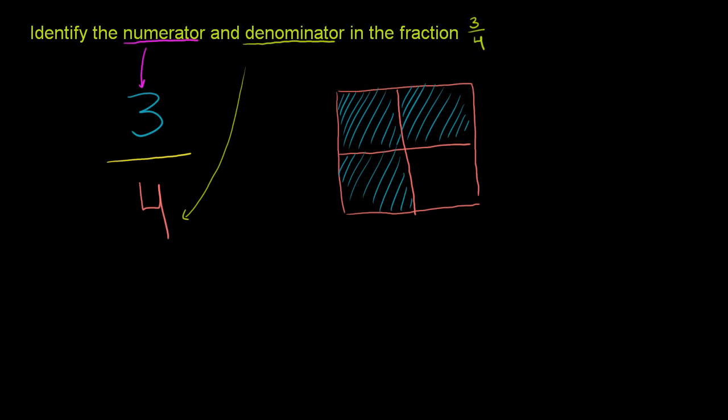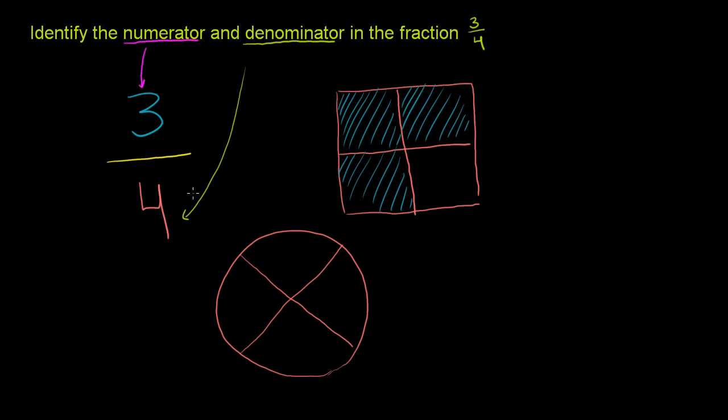If we imagine a round pie, it would look like this. Let me draw a round pie. So that is my round pie. Let me cut it into 4 equal pieces, or roughly equal pieces. And if someone says, I ate 3/4 of this pie, where the 3 is the numerator, and the 4 is the denominator, they would eat this much of the pie. They would eat 3 of the 4 pieces.